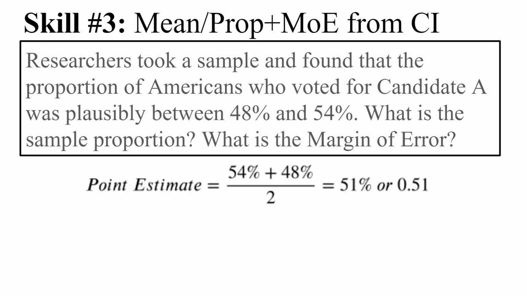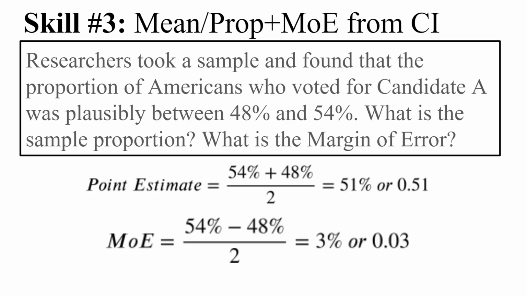And if the question wanted you to write it not as a percent, but as a proportion, as a decimal, you could put 0.51. Just divide by 100, as we talked about in the percents video. And for the margin of error, we're going to do upper minus lower and then divide by 2, which should give us 3% or 0.03. Let's do a quick example at the whiteboard.